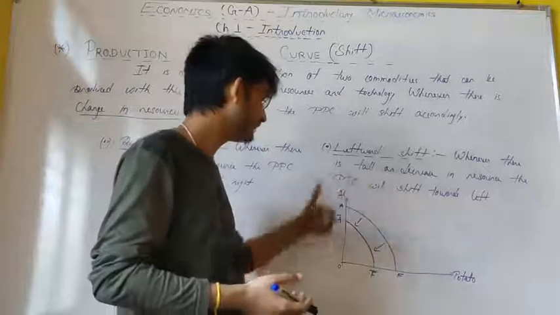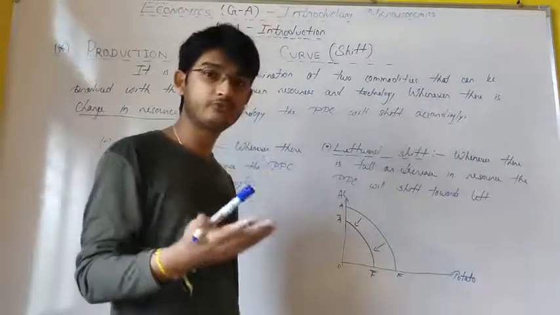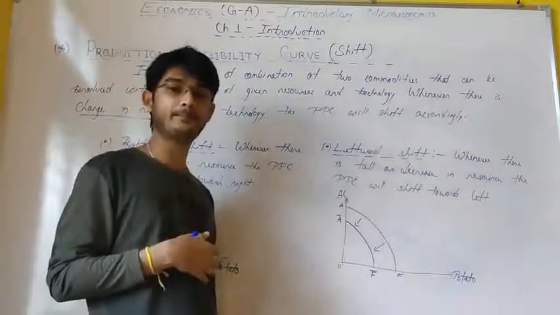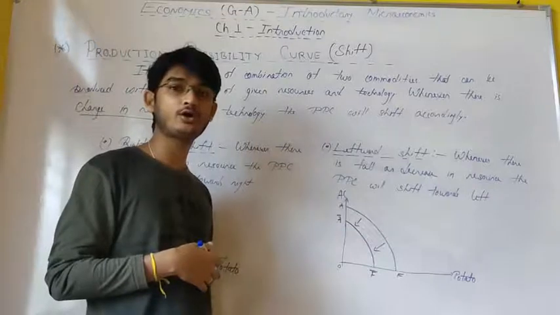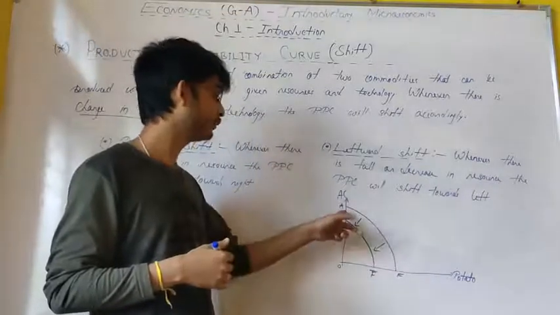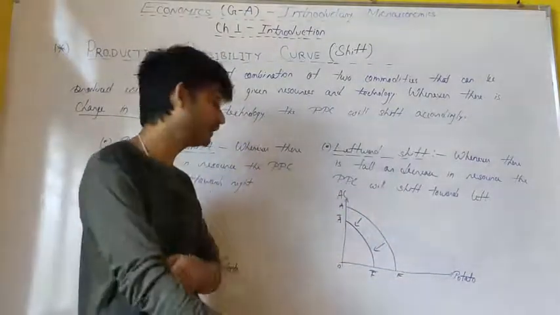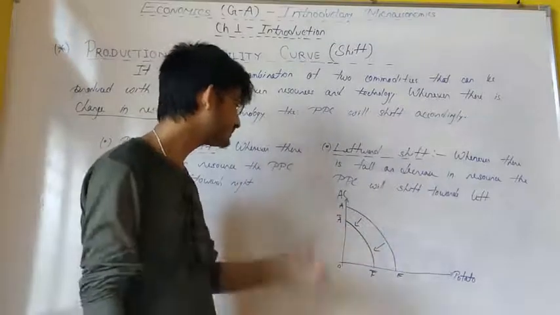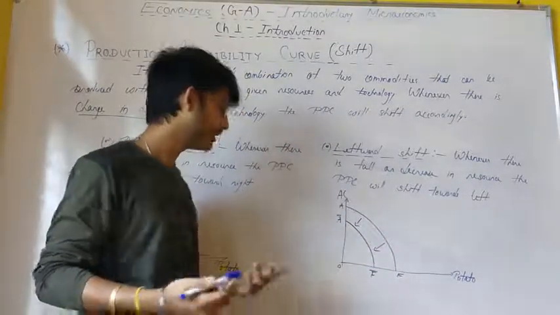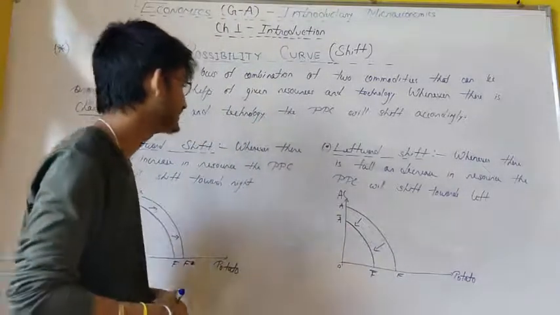As a result, the PPC will shift inside, because there is a falling stock of resources, falling labor resource, falling capital resource. Hence, we cannot produce like before, like we were producing on AF before the falling resources. Now, as there are falling resources, we do not have that much capacity. Hence, the PPC will shift inside.